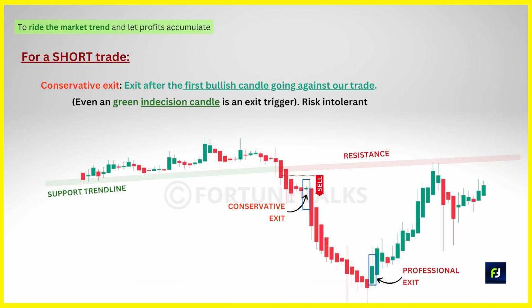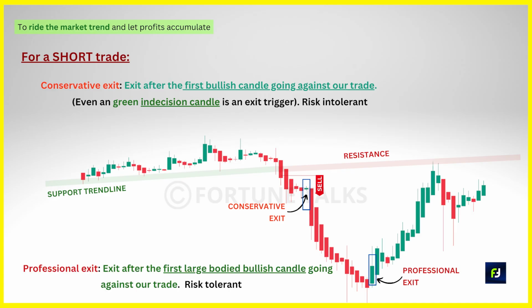On the contrary, if you are in a short trade and if you are very conservative or risk intolerant, then exit when a bullish Heikin Ashi candlestick forms. But if you have more risk appetite, then be cautious if a candle formed is an indecision candle or a weak bullish candle, because there is still a chance for the current trend to resume. You will only exit when a strong bullish candle appears.